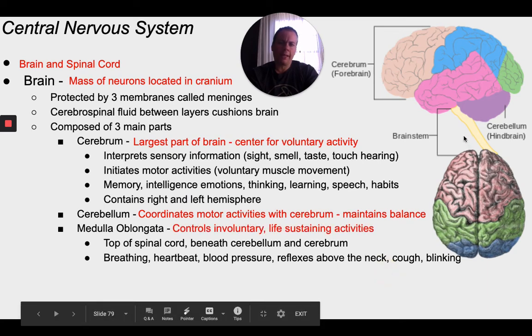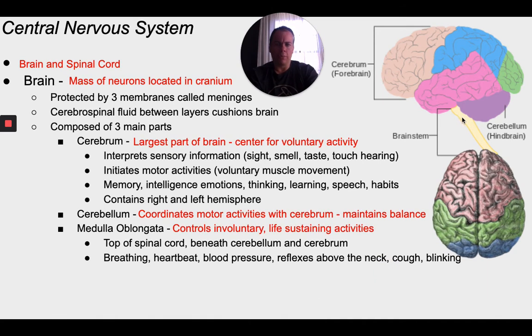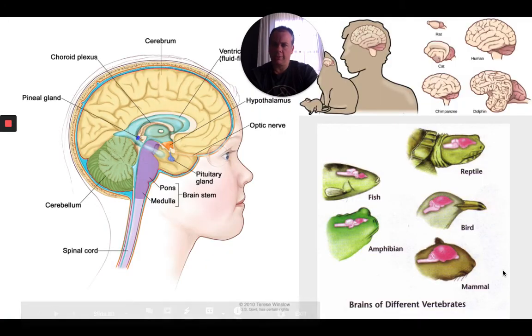And then there's what is called the brain stem or the medulla oblongata. This is the very core part of the brain that helps with involuntary functioning of the organs. Life-sustaining activities are controlled by the medulla oblongata, and it's the top part of the spinal cord. Activities coordinated by the medulla oblongata include breathing, heartbeat, blood pressure, reflexes, coughing, and blinking, core activities needed to stay alive.